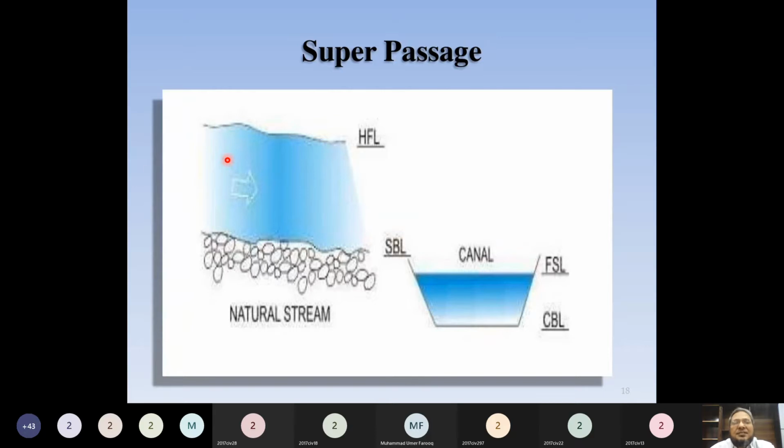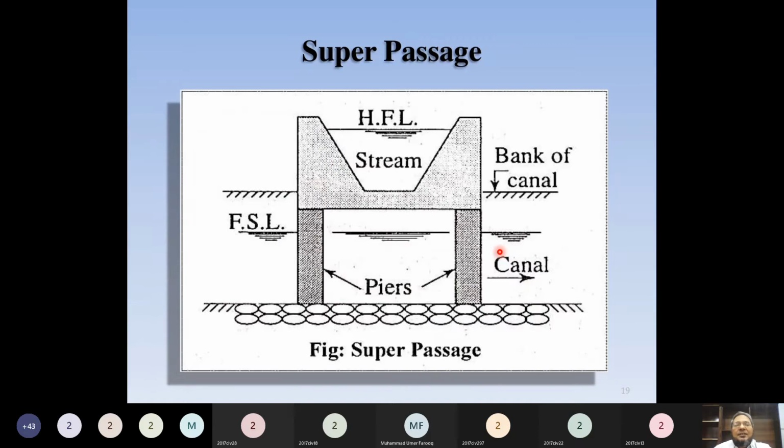Have we discussed super passage? Yes, sir. तो super passage क्या है जी? Super passage, when we will provide super passage, when the full supply level of the canal is below the stream bed level, इससे नीचे है, then we will provide a super passage. तो कैनाल का पानी नीचे से गुजर रहा है और स्ट्रीम ऊपर से जा रही है.